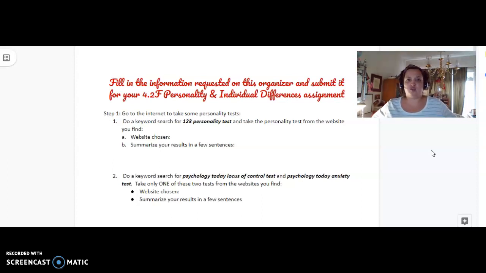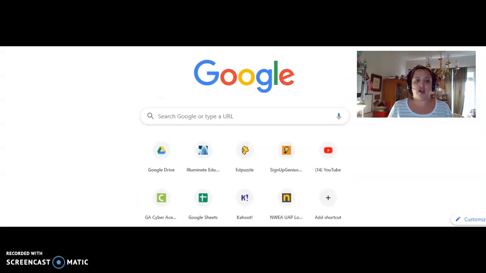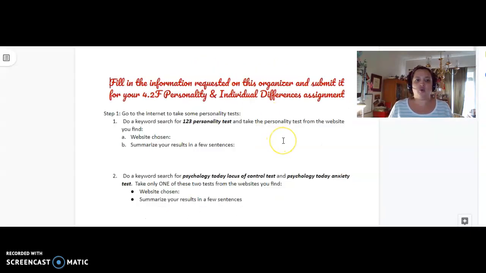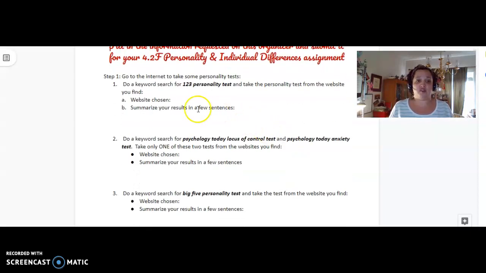I thought it might be useful to see how to do it, maybe guide you through some of the pieces, because there's some parts that get easily confused on this, so I think it would help to walk through it. So the first thing you're going to have to do is find the personality test.